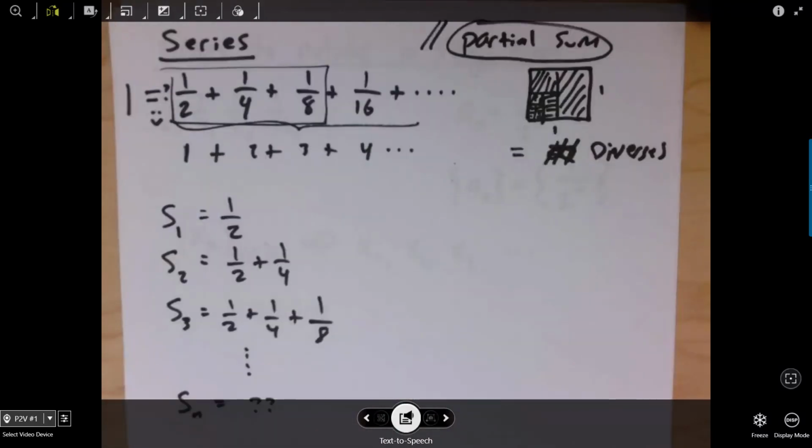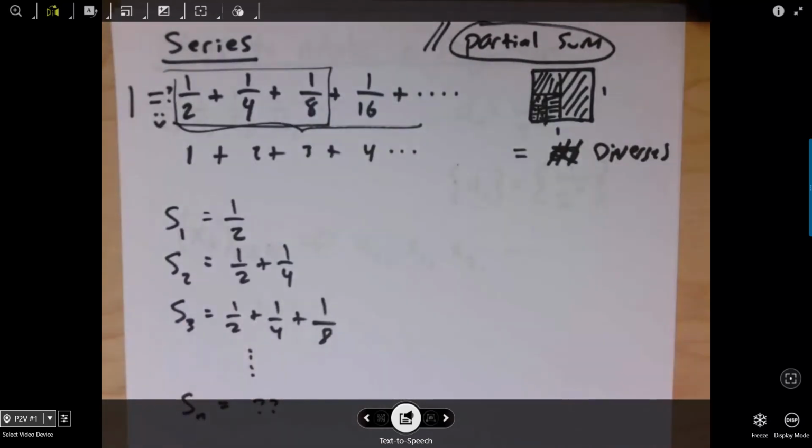And last, we talked about series and how if you have an infinite series, you can refer to partial sums of that infinite series using subscripts. All right, so that's a lot of introduction. 18 minutes. That's fine. It's just like class.